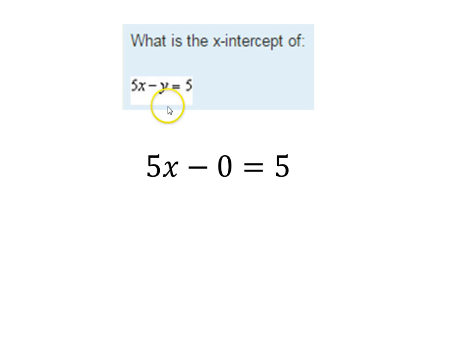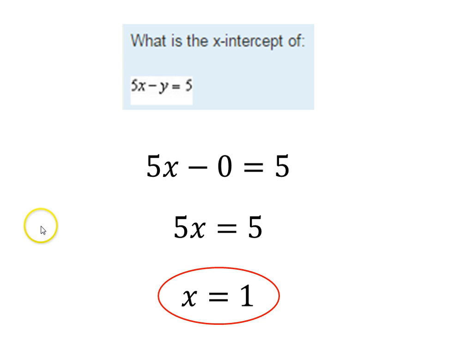So plugging in 0 for y, I have 5x minus 0 equals 5, and 5x minus 0 is 5x. So we have 5x equals 5. And if 5x equals 5, then x equals 1. So the x-intercept of this equation is 1 because when we plug in 0 for y, we get 1 for x. So 1 would be your x-intercept. That is how you find the x and y-intercepts of equations.